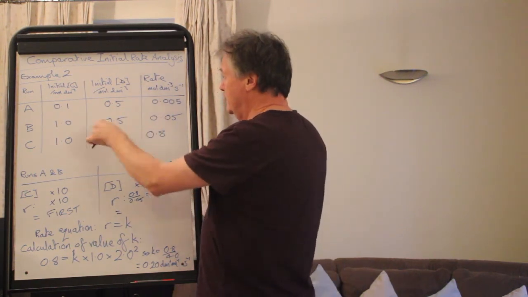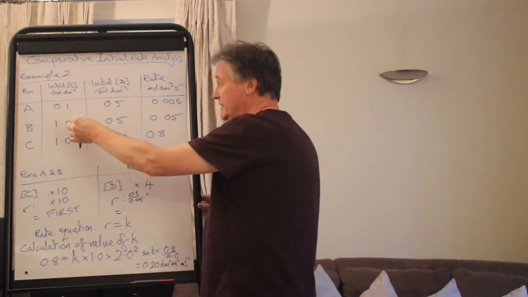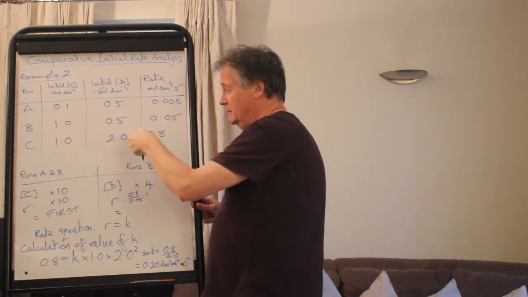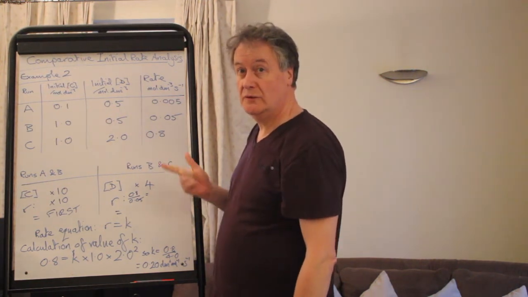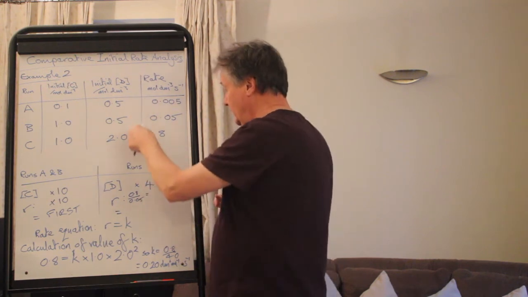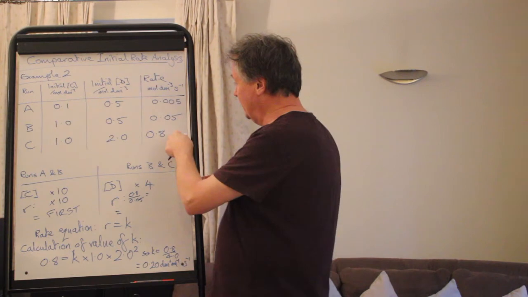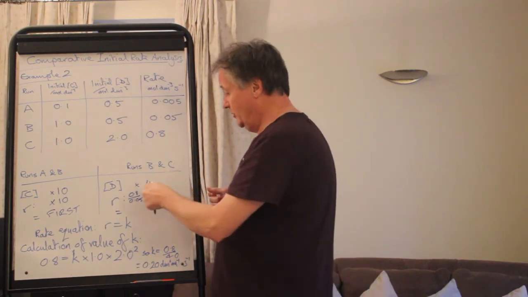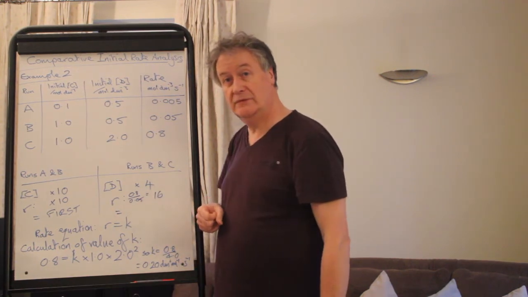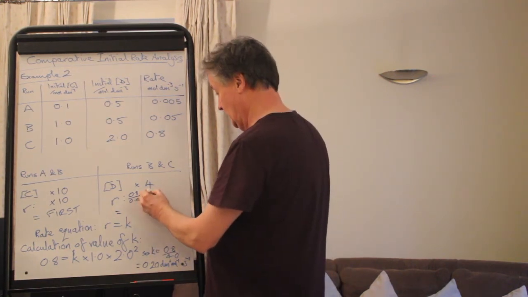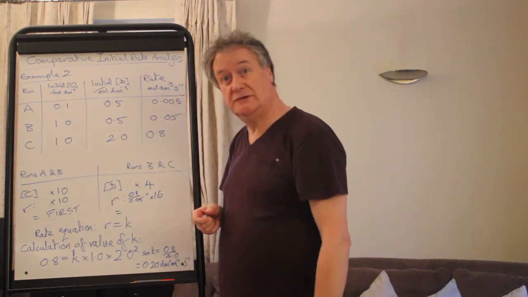Now, when you look at B and C, where the concentration of chemical C has not changed, here, this is now 4 times bigger. 4 times 0.5 is 2. The rate has gone up. How many times has the rate gone up? Well, you take one and divide it by the other. So 0.8 divided by 0.05, and the answer is 16 times. So times 16. So that's not a first order relationship.